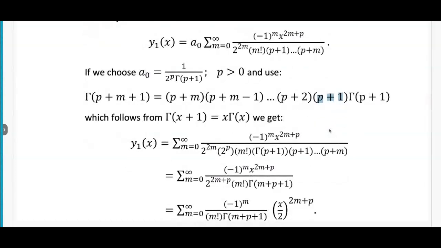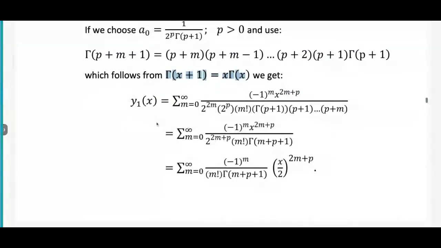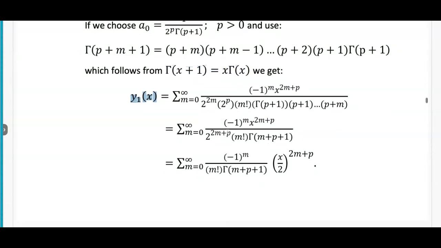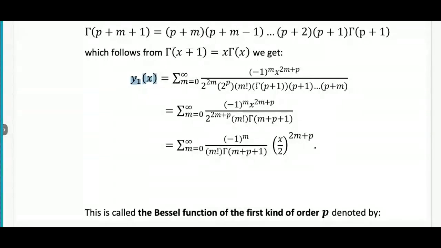Just like 3 factorial can be written as 3 times 2 factorial, so on and so forth, which follows from gamma of x plus 1 equals x gamma of x. So we get the first solution, we just rewrite it. This becomes gamma of p plus 1 times p plus 1, until p plus m. But here we still have 2 to the 2m, 2 to the p, m factorial.